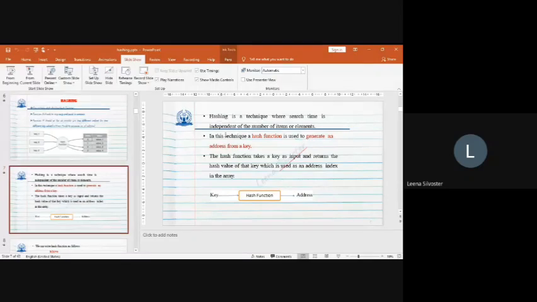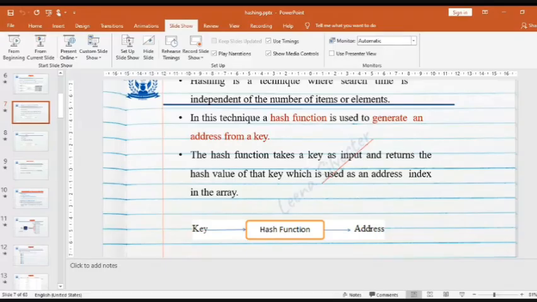Okay, hashing is a technique where search time is independent of the number of items or elements. In this technique, a hash function is used to generate an address from the key. So there will be one key, and using a hash function, we are going to convert this key into an address. A hash function takes a key as input and returns the hash value of that key, which is used as an address index in the array.